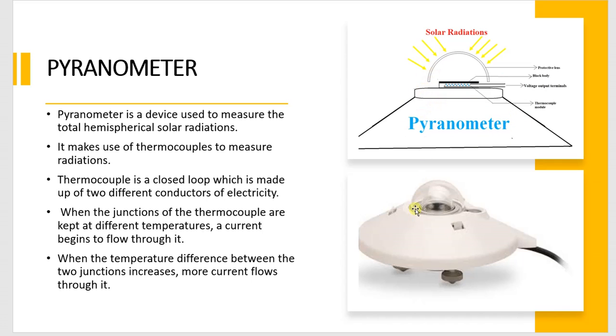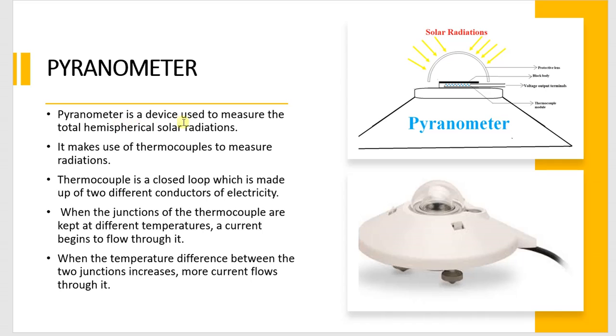In the pyranometer, on the top you can see a glass dome. Inside the glass dome there is a black surface which can absorb radiation. When the radiation falling on the glass dome enters it and falls on this black surface, it heats the black surface.